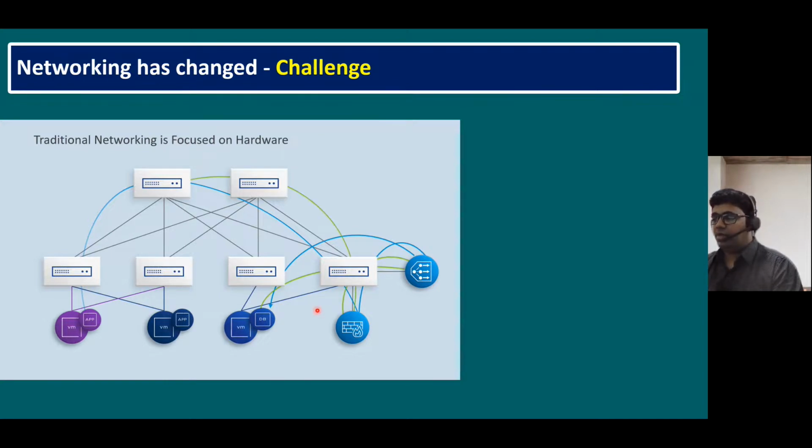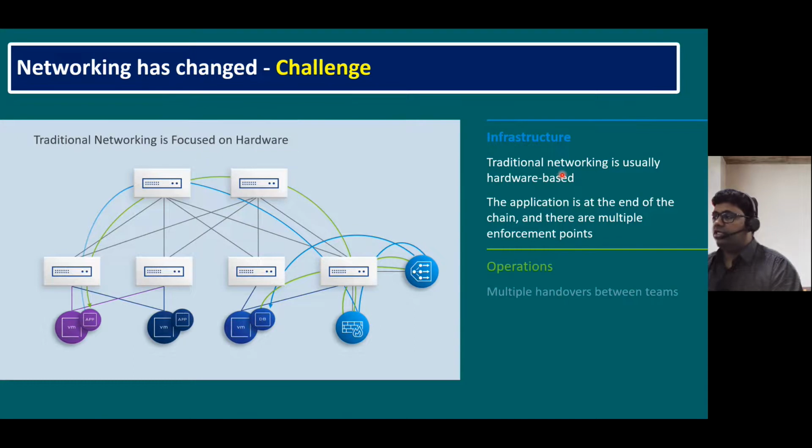In the same way, if I want to communicate back from the DB to our virtual machine, again the same communication. Let's observe the green line. The DB VM first goes to the load balancer, then the DB, and again communicates back to the application VM. This is how traditional networking works in the hardware layer. So traditional networking is usually hardware based. The application is at the end of the chain. There are multiple enforcement points.